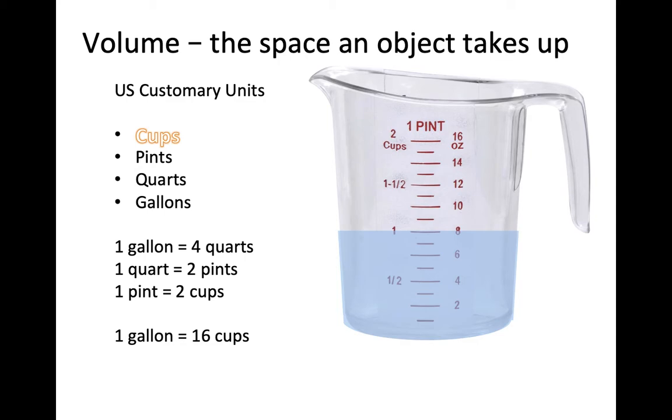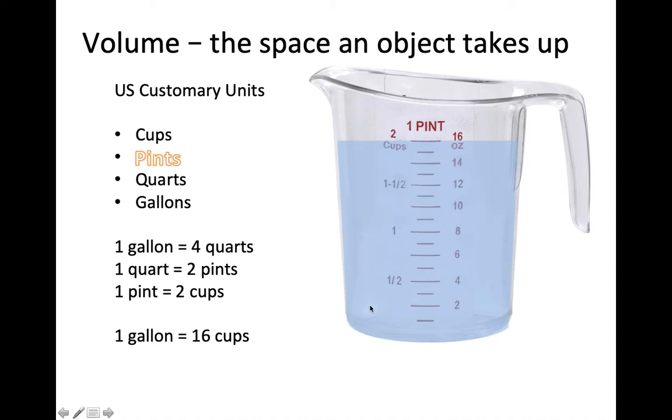So I very much encourage you to ask whoever you live with to help you find a 1 cup measure. Fill it up with water and take a look at it. That is 1 cup. 2 of those would make 1 pint. And 2 of those pints would make a quart. And 4 of those quarts would make a gallon. So 16 of those cups would make 1 gallon.